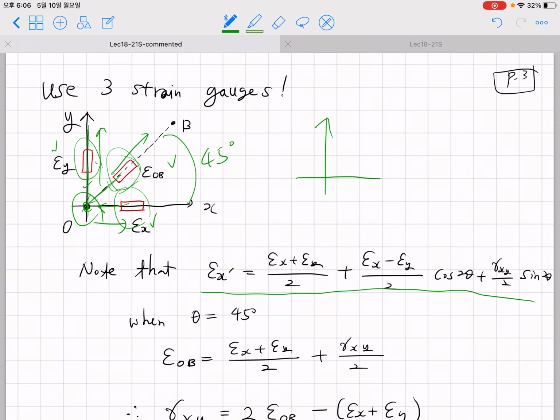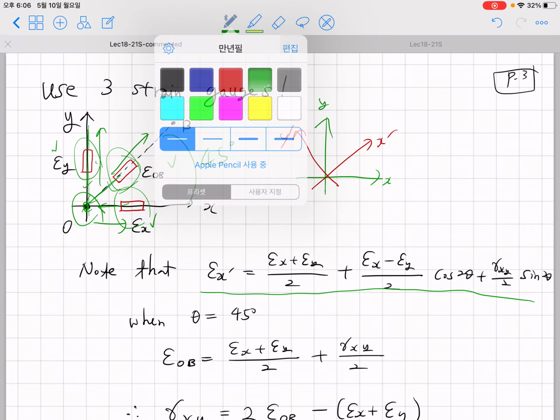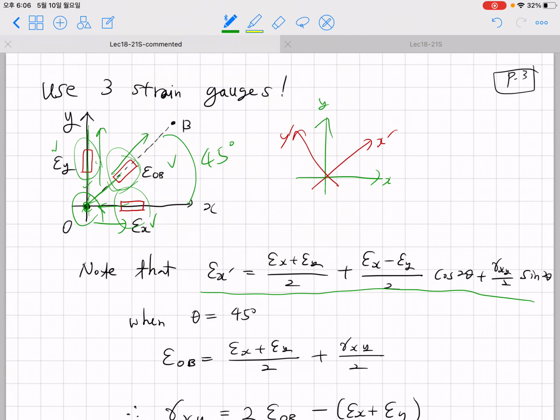have an xy coordinate like this, and you also have x prime, y prime like this, and suppose that you are representing the same strain state with respect to different coordinate systems, the xy coordinate system or the x prime y prime coordinate system, then what you learned is that epsilon x prime is given by the expression in terms of epsilon x, epsilon y, and cosine theta and sine theta.